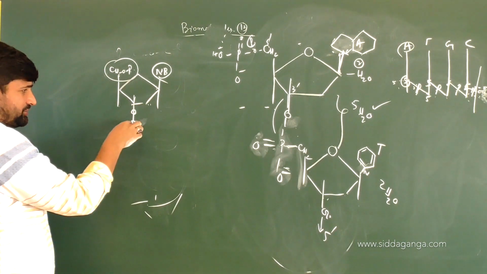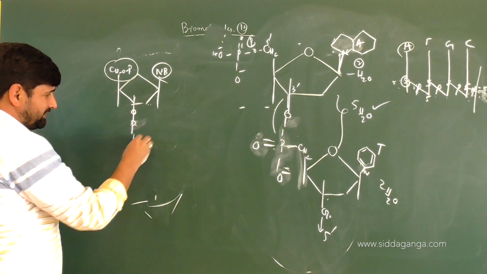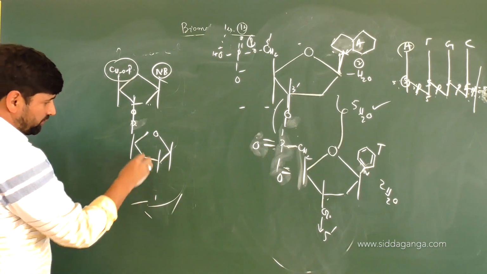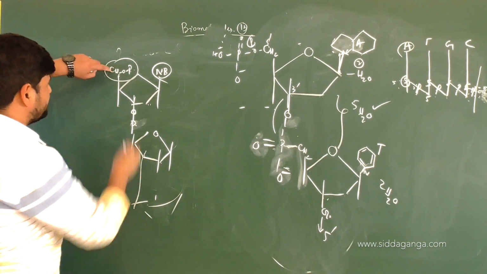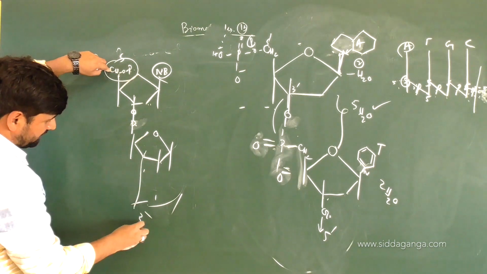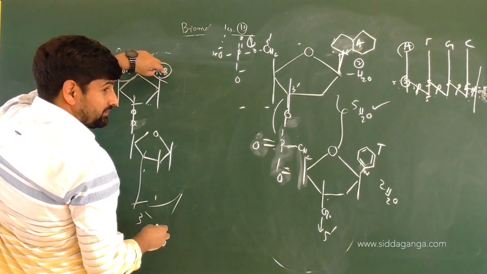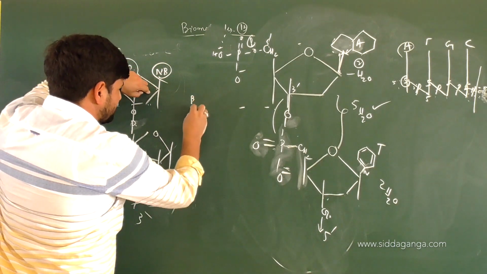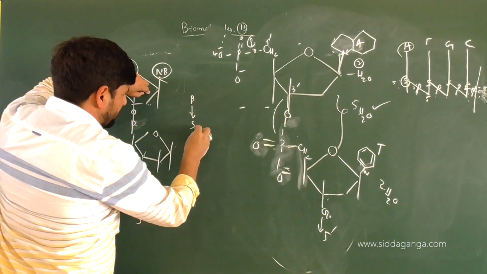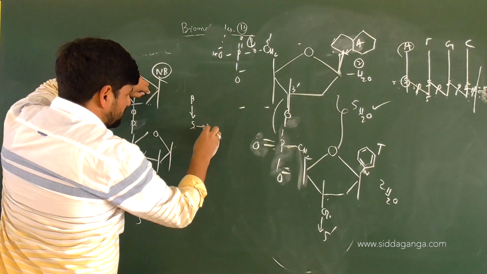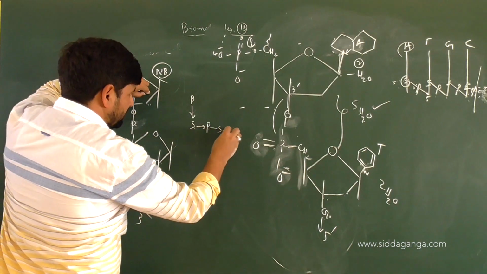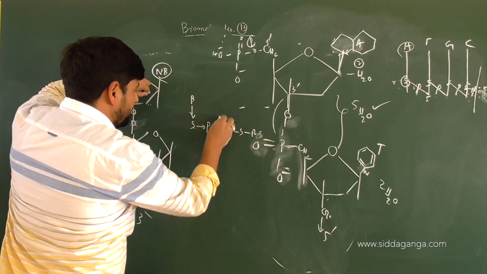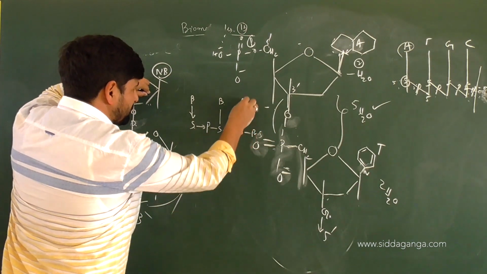Via oxygen attached to what? P. Correct or not? Then again you got one more OH, can it continue or not? You can see this will be 5. If the chain continues, you will have 3. So what do you have actually? You have base, which is attached to what? Sugar. Sugar is attached via phosphate to one more sugar, then phosphate, then sugar, then phosphate, then sugar. So from each sugar, what is coming out? Base. From each sugar, what is coming out? Base.